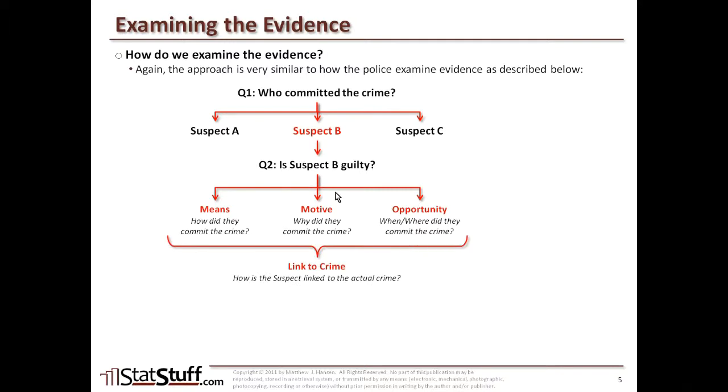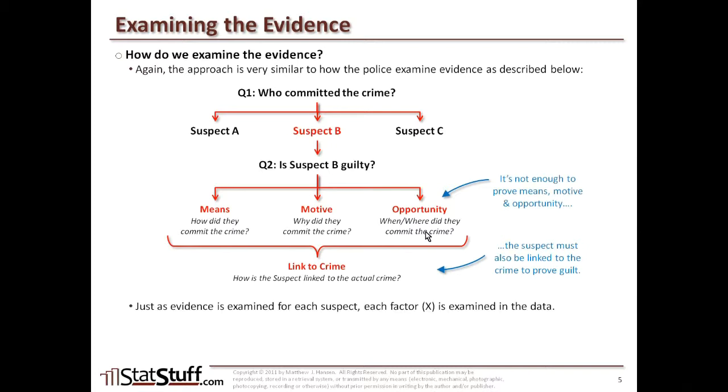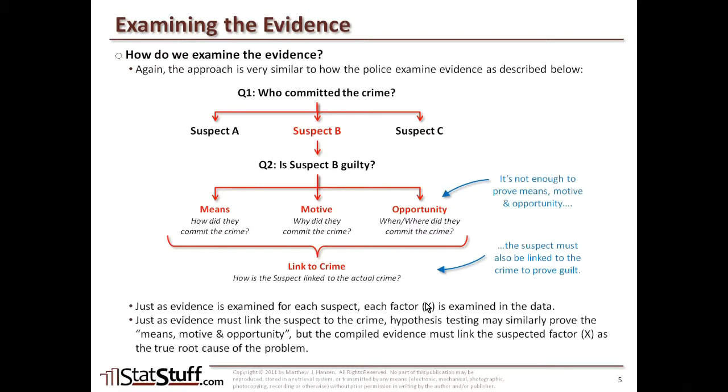And it's not just enough to get those three; they have to link the crime together. That is, how is the suspect somehow linked to the actual crime? So again, it's not enough just to get the means, motive, and opportunity, but we have to somehow link them together, link the suspect all the way to the crime in order to prove guilt. In the same way as the evidence is examined for each of these different suspects, like the police might normally follow in our judicial system example, each of the factors that we're looking at is going to be examined in the data. So we need to take it one factor at a time.